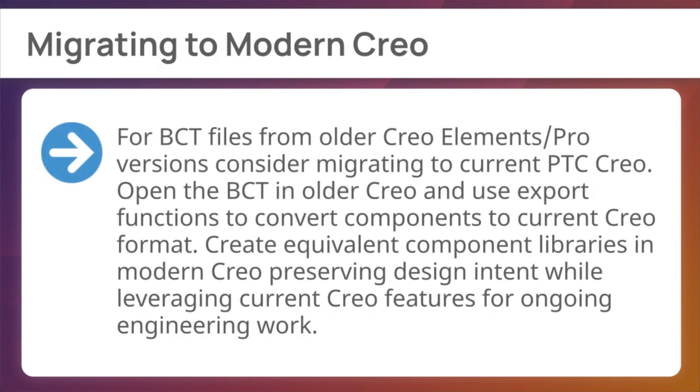Next, migrating to modern Creo. For BCT files from older Creo Elements Pro versions, consider migrating to current PTC Creo. Open the BCT in older Creo and use export functions to convert components to current Creo format. Create equivalent component libraries in modern Creo, preserving design intent while leveraging current Creo features for ongoing engineering work.